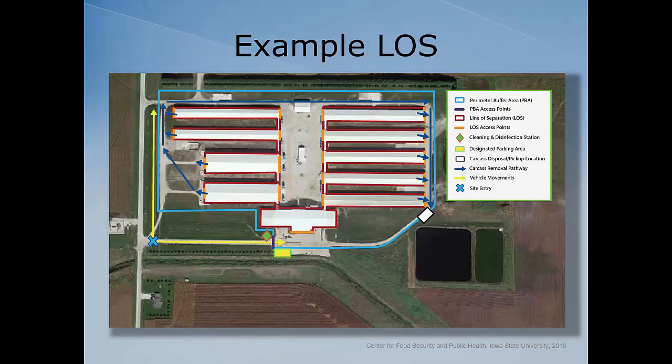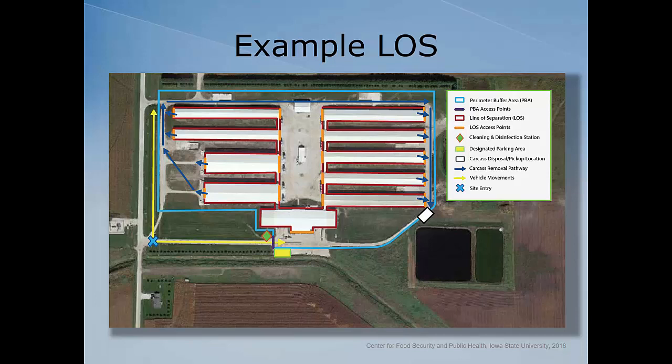Another example of an LOS is shown in this aerial photo of a poultry site. In this example, the line of separation is outlined in red. Here, individuals can enter the LOS through the access point, labeled in orange at the bottom of the image, and use the connected walkways to access all houses without following another biosecure entry procedure.